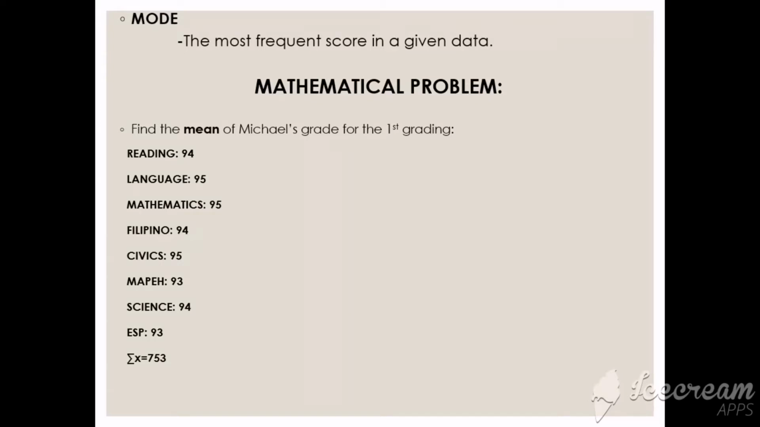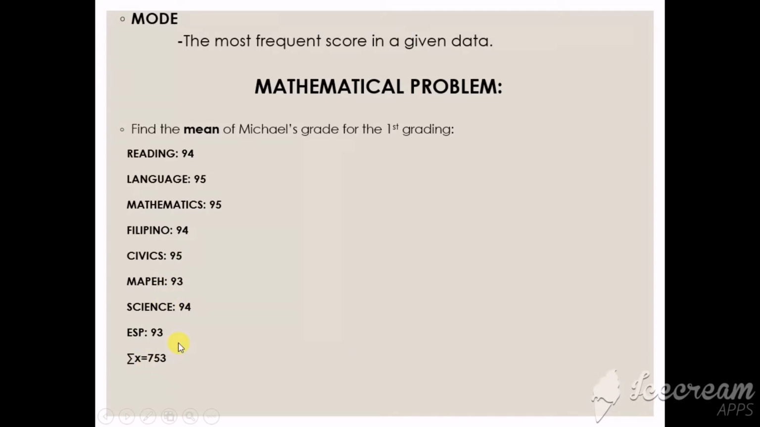So here we have the problem. Find the mean of Michael's grade for first grading. So it was the given data, which is the reading is 94, language 95, mathematics 95, Filipino 94, civics 95, MAPE 93, science 94, and ESP 93.